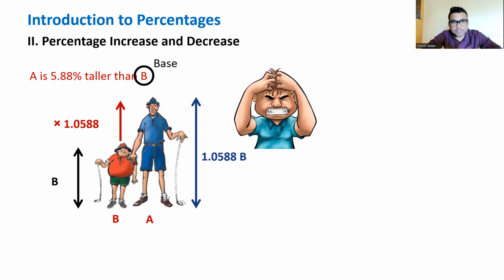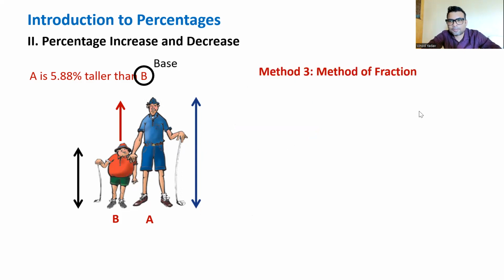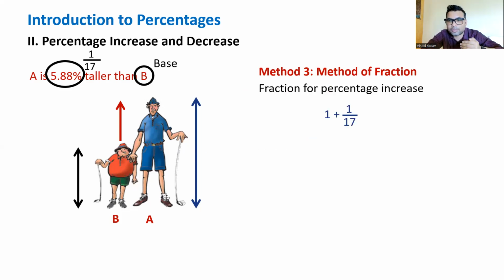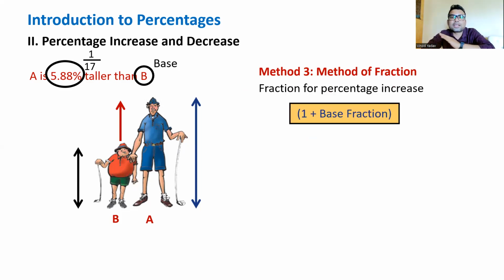So for such situations, we are coming with a very nice logic, the fraction method. The funda is, first get the fraction. 5.88%, if you remember our secret group, 1 by 17, 18, and 22. Remember, 5.88% is 1 by 17. Then how do we develop further? So A is 1 by 17 more than B, which means 1 plus base fraction is the logic. So whatever B is, plus 1/17 of B more.